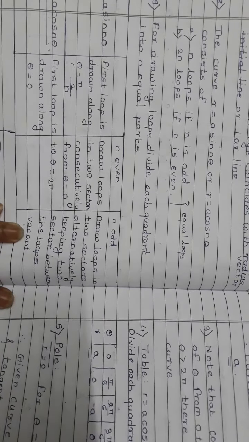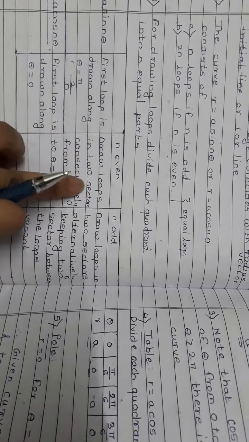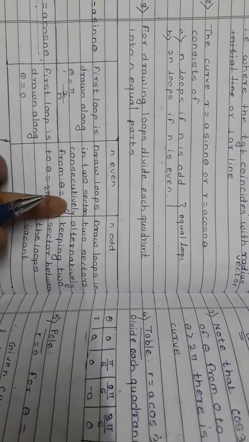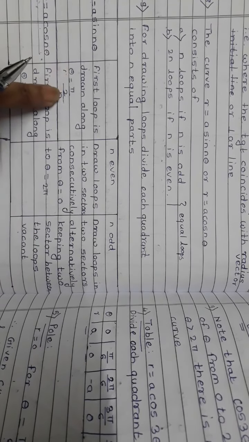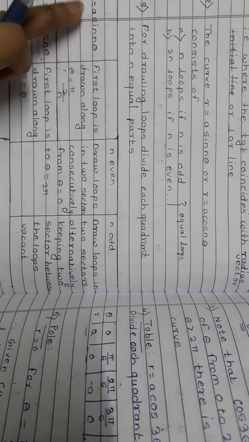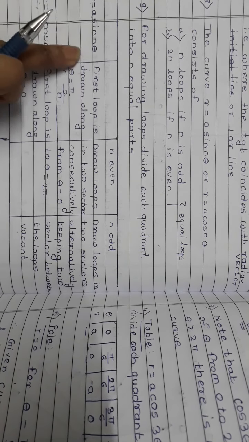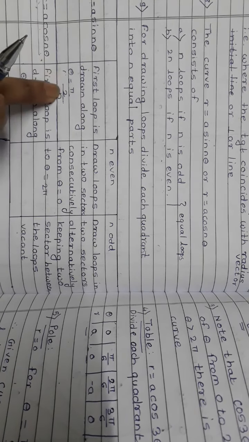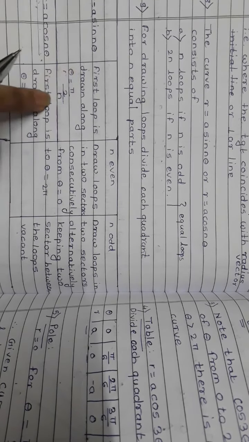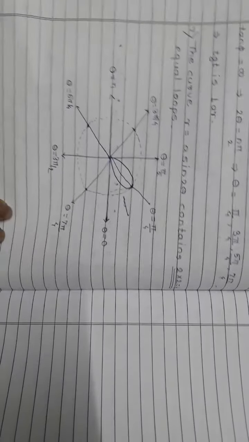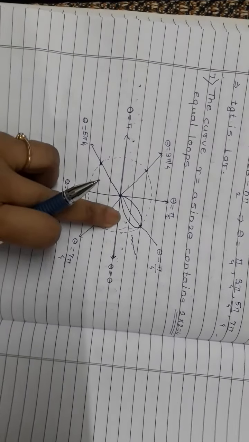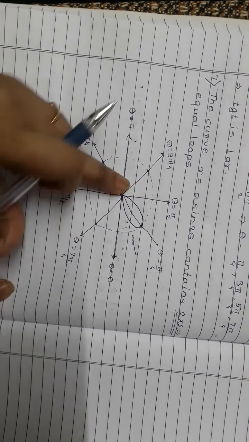Note that n is even. So draw loops in two sectors consecutively from 0 to 2 pi. And since we are drawing for a sine n theta, the starting point is pi by 2 by n. n is 2, so the starting point is pi by 4. And consecutive sectors we need here. This is the first sector, then the next consecutive sector is here.